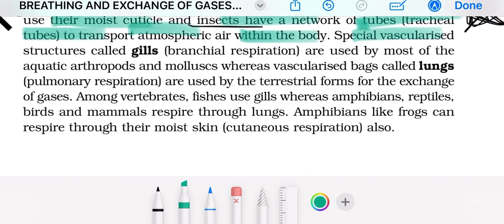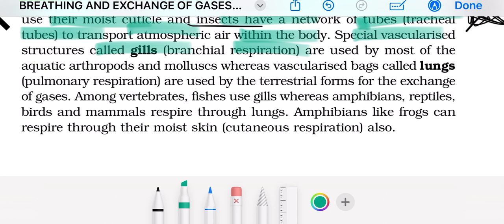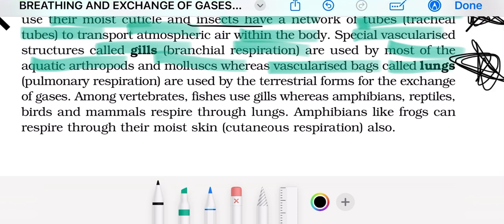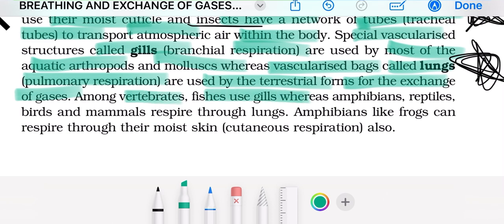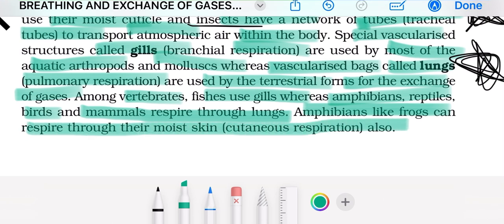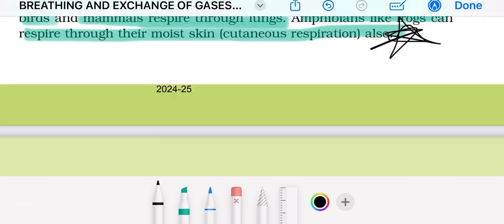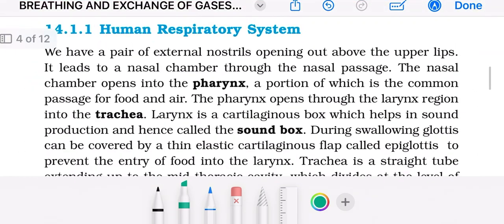Specialized vascular structures called gills, branchial respiration, are used by most of the aquatic arthropods and mollusks, whereas vascularized bags called lungs, pulmonary respiration, are used by the terrestrial forms for the exchange of gases. Among vertebrates, fishes use gills, whereas amphibians, reptiles, birds, and mammals respire through lungs. Amphibians like frogs can respire through their moist skin, which is cutaneous respiration.